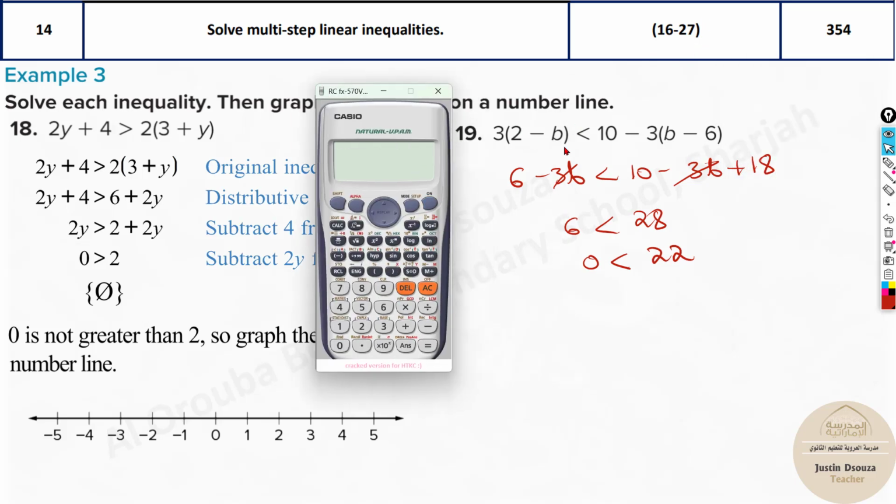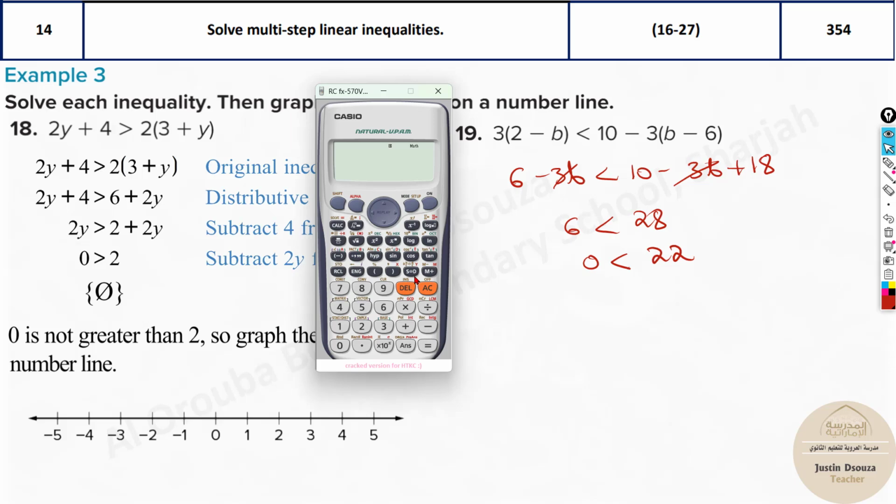Here, let's type this in, the given question, 3 bracket. Because in the calculator, you do not need to apply the distributive property. You can put the given question itself. That's fine. Wherever there is inequality, just put equal to, 10 minus 3 times x minus 6. Close the bracket, shift and solve. What is the answer you're getting?